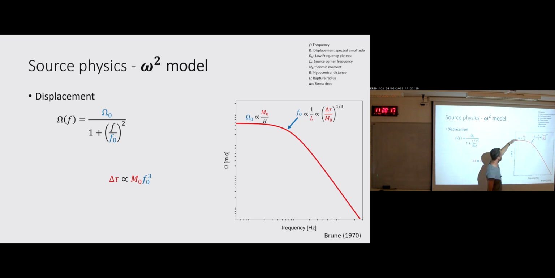Low frequencies are proportional to the seismic moment and the hypocentral distance. This is actually how you measure the seismic moment of both small and large earthquakes. Then we have a corner frequency that is proportional to the size of the rupture and also to the stress drop and the seismic moment. And above the corner frequency, the spectrum falls off at a rate of frequency to the power of -2. That's why the model is called omega squared. Stress drop is proportional to the seismic moment multiplied by this corner frequency cubed.